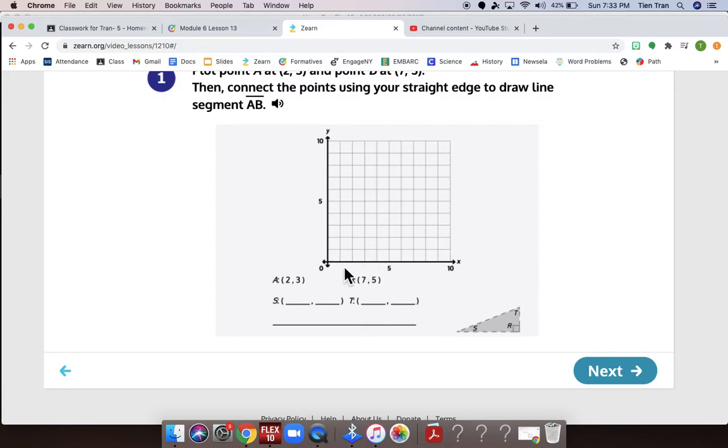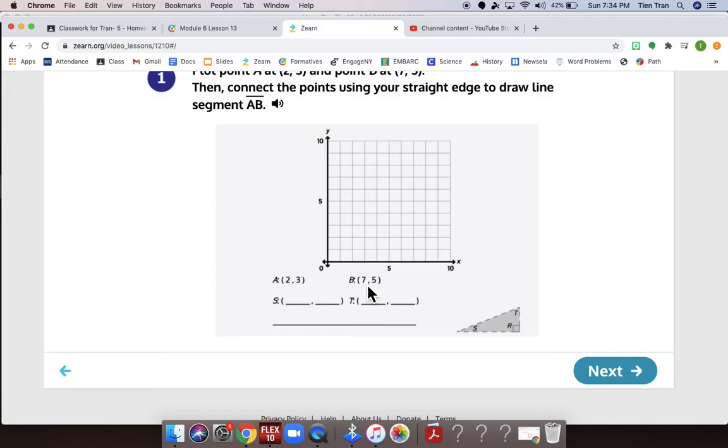So I have 0, 1, 2, 3, 4, 5, 6, 7, 8, 9, 10. And over here I have 1, 2, 3, 4, 5, 6, 7, 8, 9, 10. So for my first coordinate here, I have 2, 3. And remember I told you that we always move first on the x-axis because x comes before y. So I have 1, 2, and then I'm moving up 3 times on my y-axis. 1, 2, 3. So this is where point A is going to be.